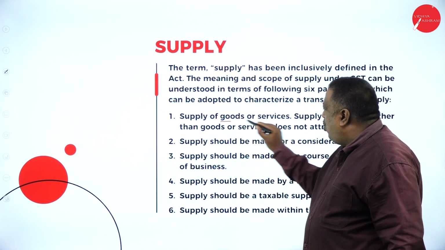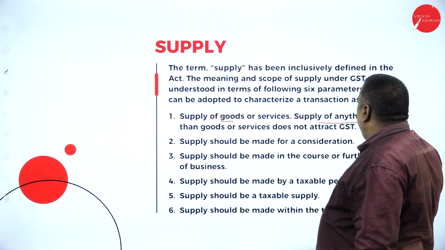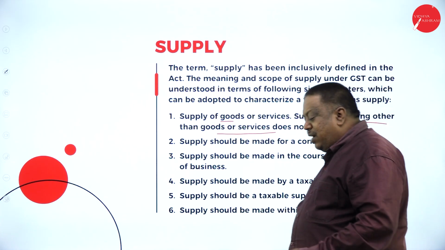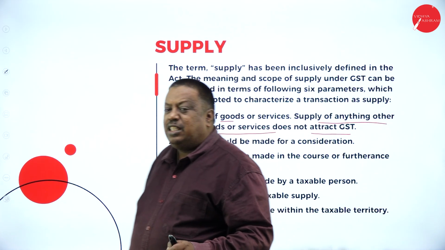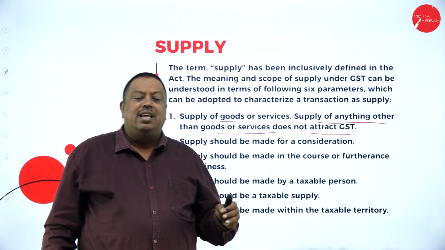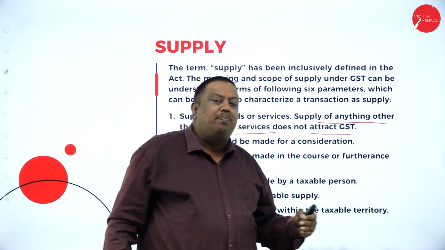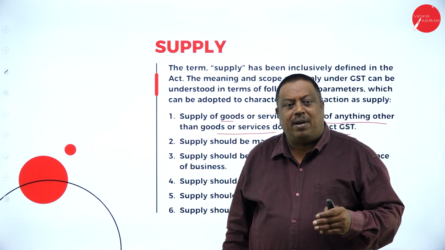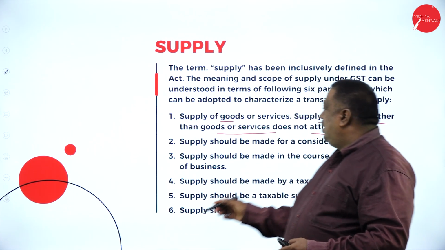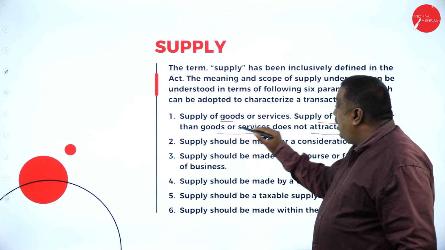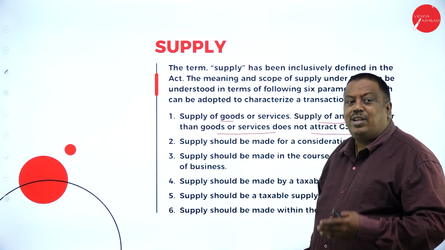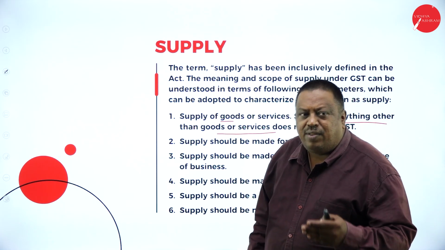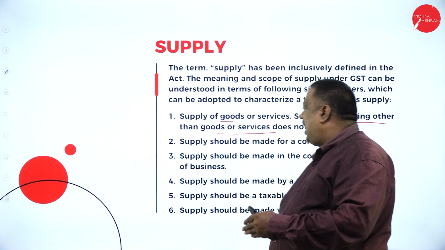They say supply of goods or services; supply of anything other than goods or services does not attract GST. When goods have been served or moved from one place to another, such things come under supply. And anything other than goods means it is not goods or services here. If we have made any transaction of that kind, it will not come under the GST bracket.